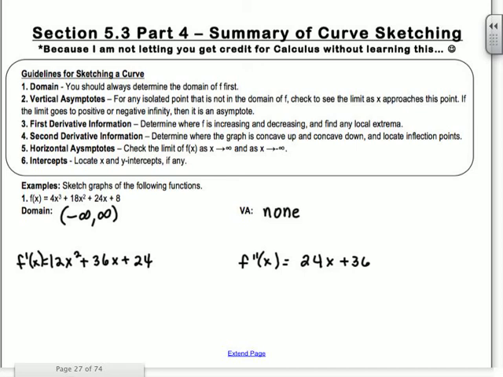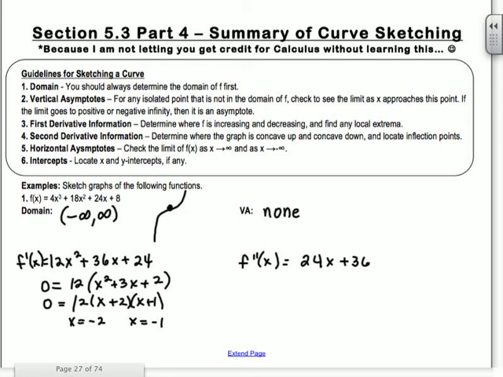So I have 0 equals, I'm going to pull out the common factor of 12. I have x squared plus 3x plus 2. So it factors into x plus 2 times x plus 1. So at x equals negative 2 and at x equals negative 1, I have some kind of critical value. So either a max, a min, or it's called a saddle point, like the x cubed. That's called a saddle point.